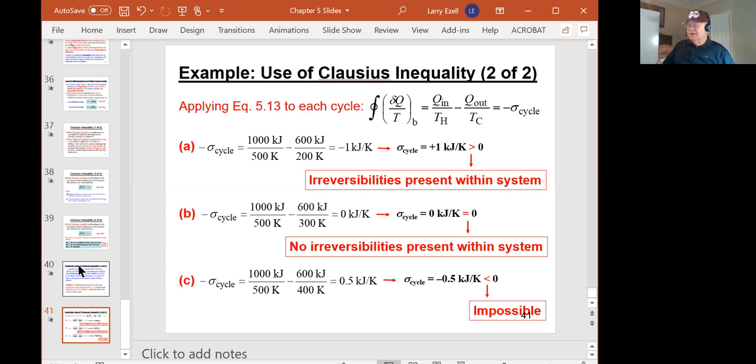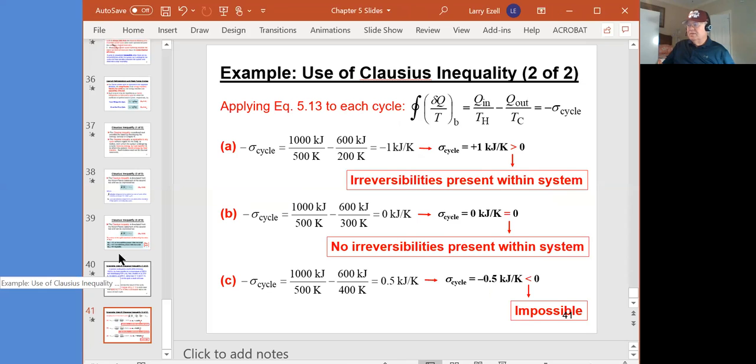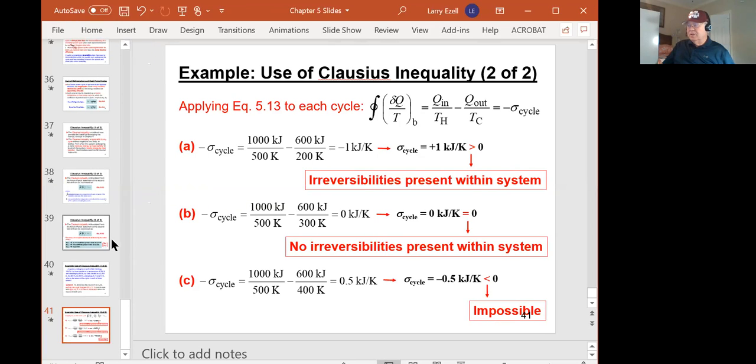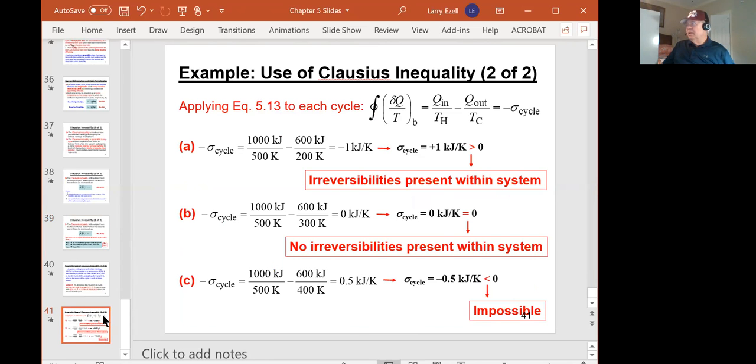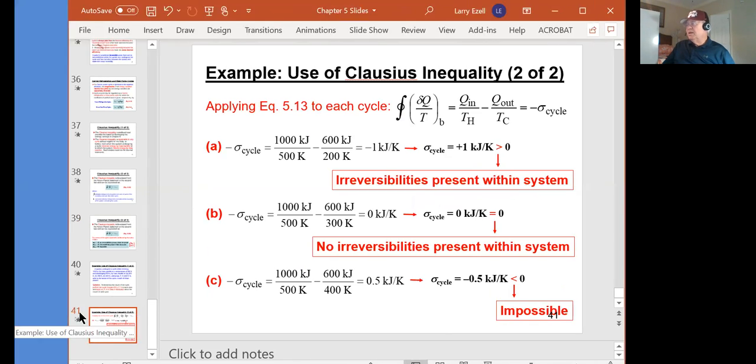And what did our criteria say? Greater than 0, irreversibilities are present. It's very possible. Irreversibility is present within the system, and that would be valid for all real-world systems.